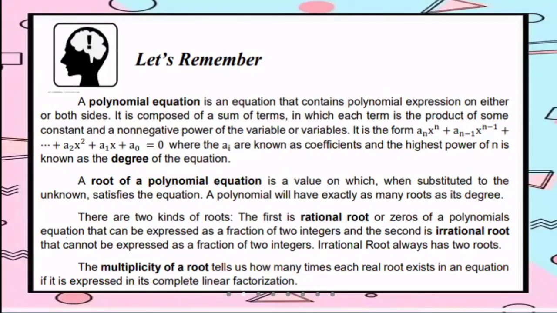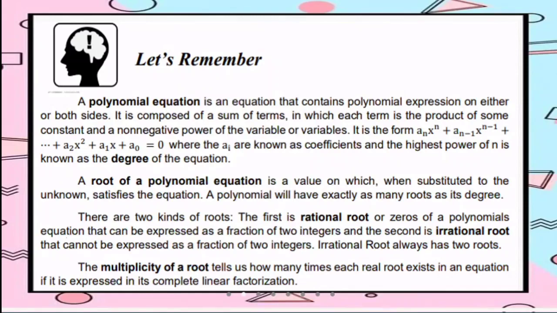So, let's remember daw po, a polynomial equation is an equation that contains polynomial expressions on either or both sides. It is composed of the sum of terms in which each is the product of some constant and non-negative powers of the variables. Yan ang standard form ng ating polynomial equation, whereas the a sub n are known as the coefficients and the highest power of n is known as the degree of the equation. Next, the root of the polynomial equation is a value which, when substituted for the unknown, satisfies the equation. Diba? The polynomial will have exactly as many roots as its degree.